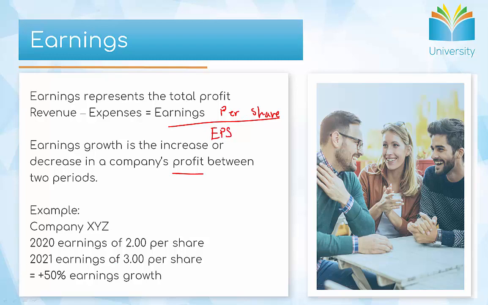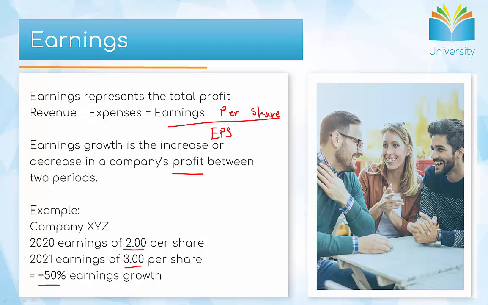So anytime you see EPS, that stands for earnings per share, and it's an easy way to do this earnings calculation. If company XYZ had earnings per share of $2, so they made $2 of profit per share out in the market, and then the next year they made $3 per share of profit, they had 50% earnings growth. What was the growth? $1 divided by the prior number of 2, that's 50%.